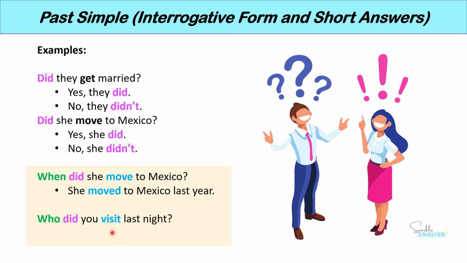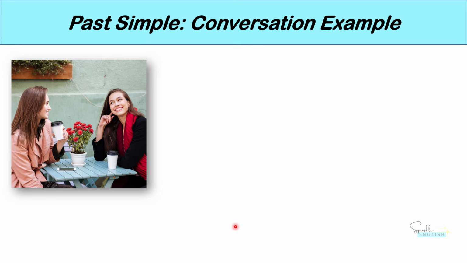Who did you visit last night? Again, because we use the question word who, we are asking for information about a person. I visited my parents. Now let's look at a conversation example between these two girls.